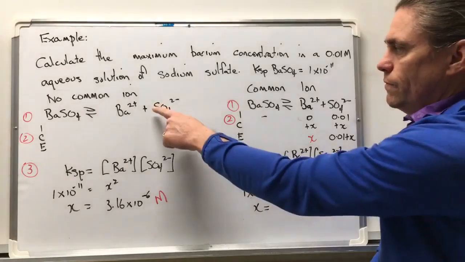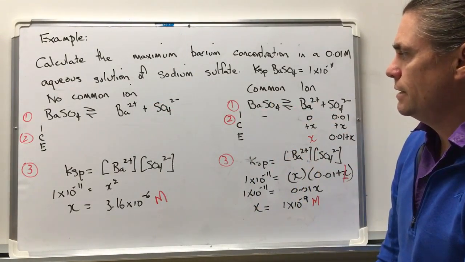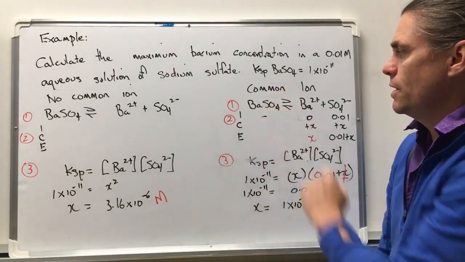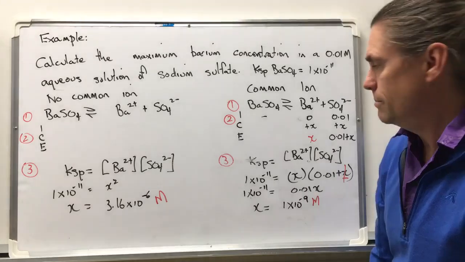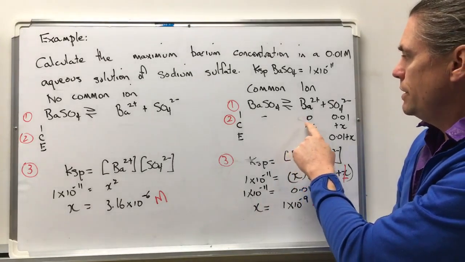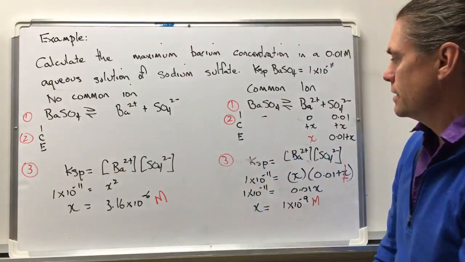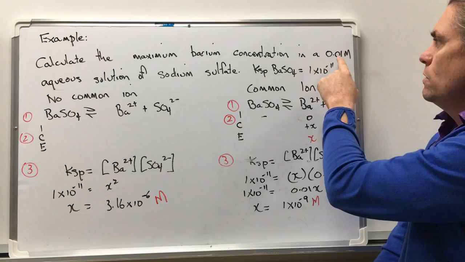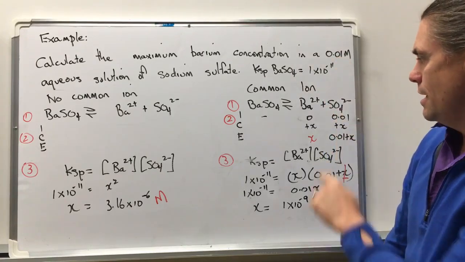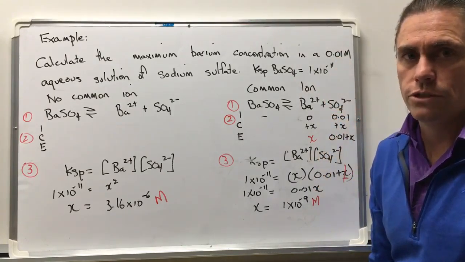So once again, we follow the same step. First step is to set up our equilibrium reaction, as we've done. This time, because we've got a common ion, we need to set up an initial set of conditions, a change, and an equilibrium. So initially, we don't have any barium ions in solution in our sodium sulfate. However, we do have sulfate ions present, and we've been told it's a 0.01 molar solution. Therefore, our sulfate ion concentration will also be 0.01 molar as well.